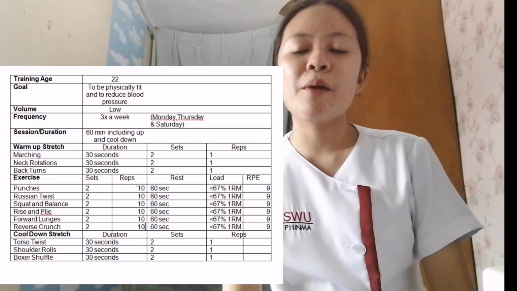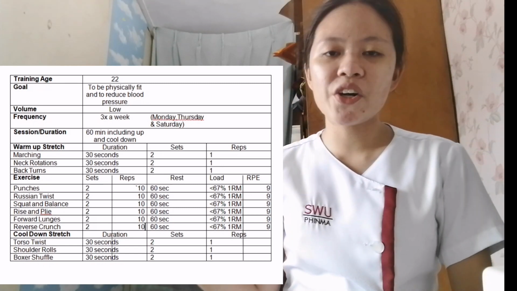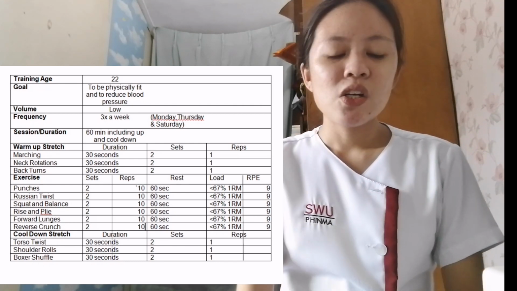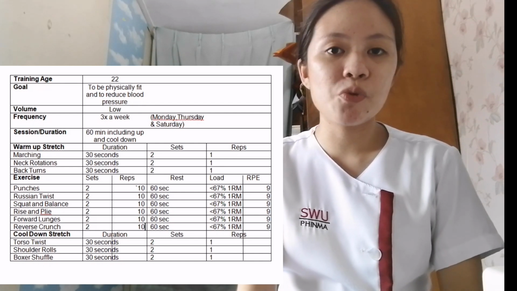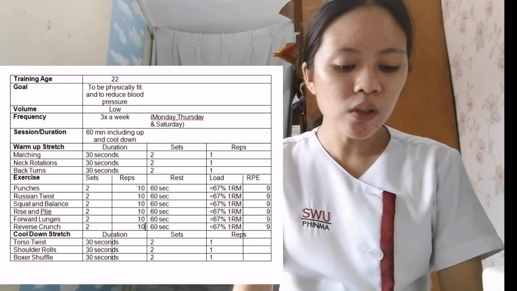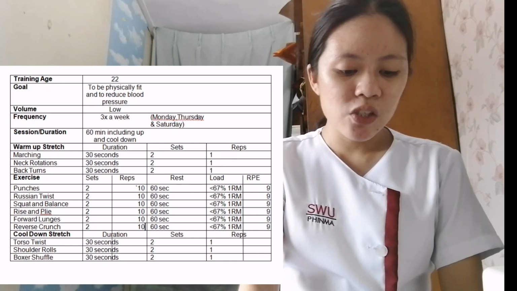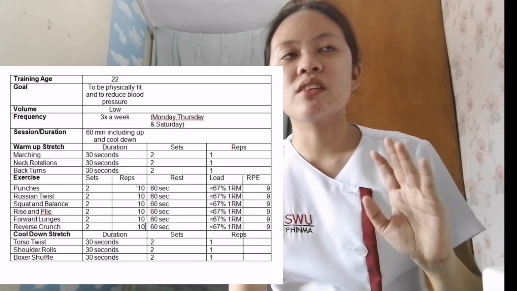So now let's proceed to the cardiovascular exercise. That is the cardiovascular exercise prescription of my patient. For the training age, the age of my patient is 22. The goal is to be physically fit and to reduce blood pressure. That is one of the targets.